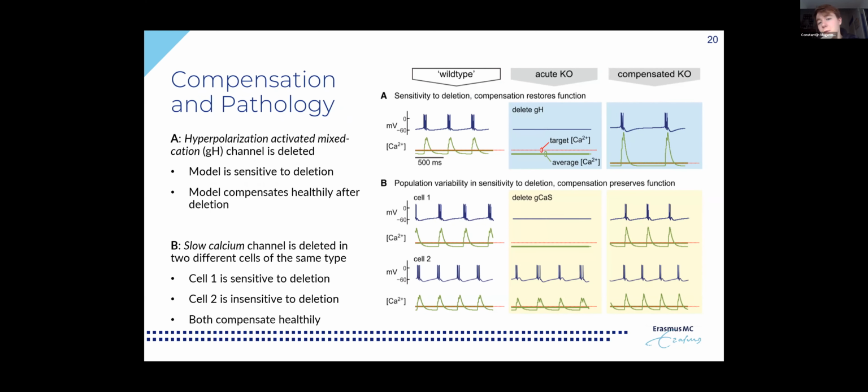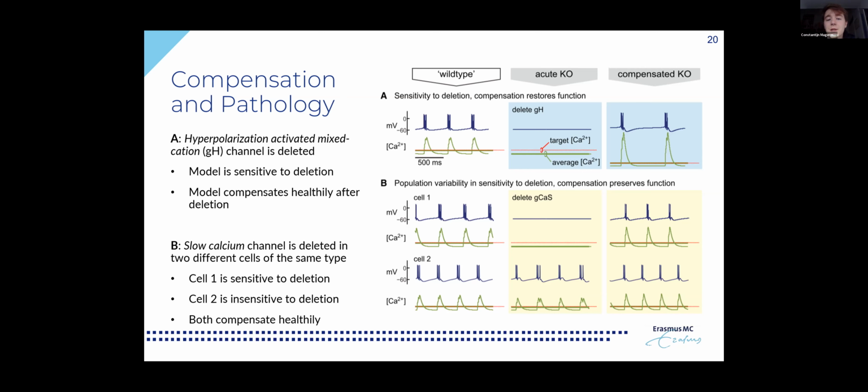With this experiment, we were able to find that cells react quite differently to deletion based on their conductances. The first type of cell, like cell A, is sensitive to deletion. As you can see in the middle column, it stops firing right after deletion, but it does manage to compensate. And in the third column, you can see that it starts firing again and it has the same type of firing. In experiment B, we basically found that in the same population, variability in sensitivity to deletion varies.